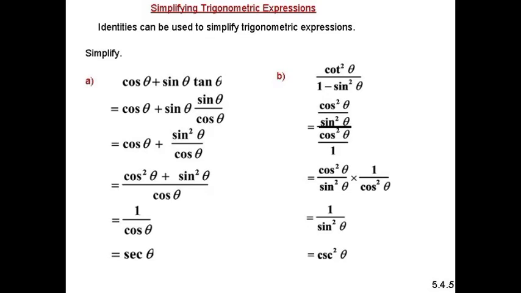Here is the problem. Cotangent squared theta over 1 minus sin squared theta. So let's solve. Cosine squared theta over sin squared theta over cosine squared theta over 1. And cosine squared theta over sin squared theta times 1 over cosine squared theta equals 1 over sin squared theta. So let me ask the class, what is the answer in letter B? Okay, it's correct. The answer in letter B is cosecant squared theta.